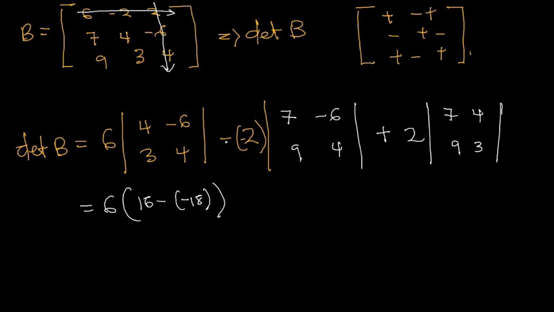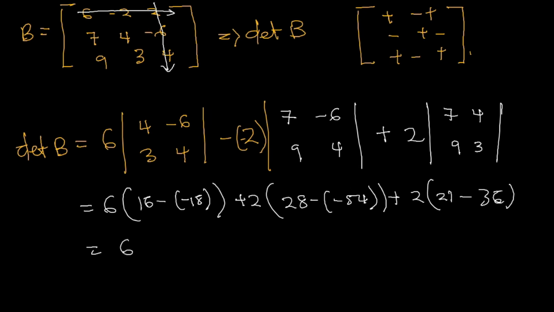Then this negative 2 becomes plus 2. Then I have into bracket 7 multiplied by 4 will give me what? 28. Then minus into bracket 9 multiplied by negative 6 will give me what? Negative 54. Then plus, and I have the 2 over here. 7 multiplied by 3 will give me 21. Minus 9 multiplied by 4 will give me what? 36.